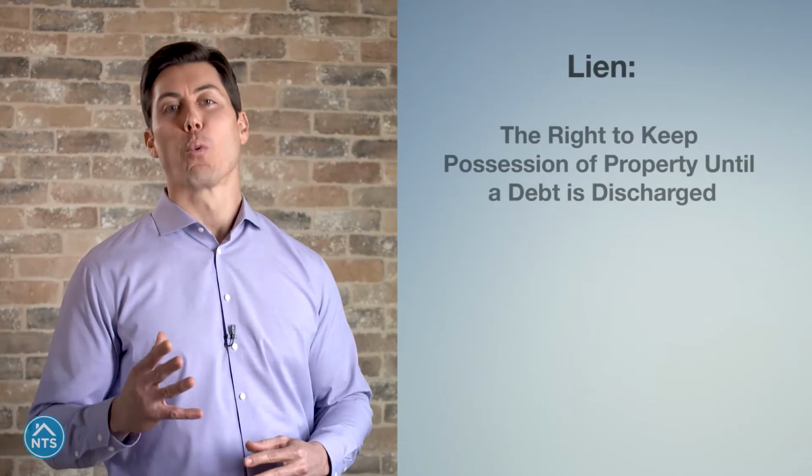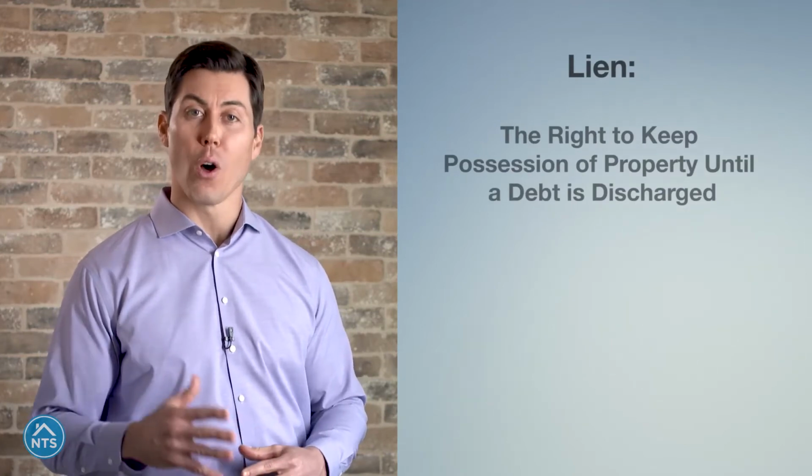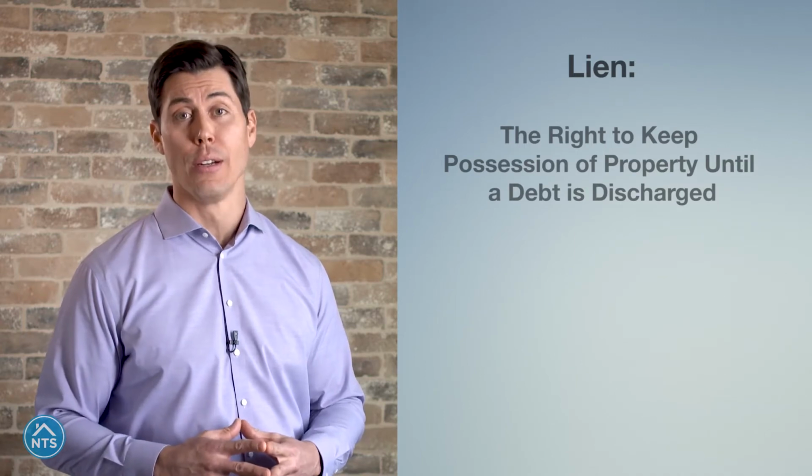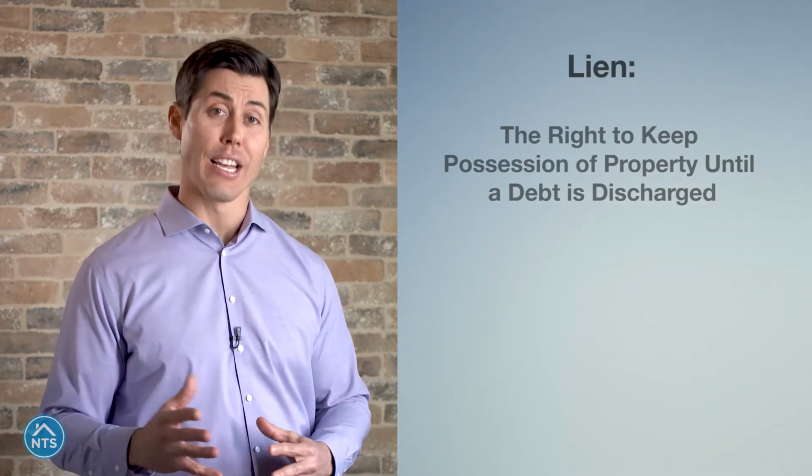So let's define a lien. A lien is the right to keep possession of a property belonging to another person until the debt owed by that person is discharged. Let's talk about a tax lien and how they're created. State governments came up with a solution for homeowners that don't pay their taxes. They sell the deed or lien to investors, often through an auction process.